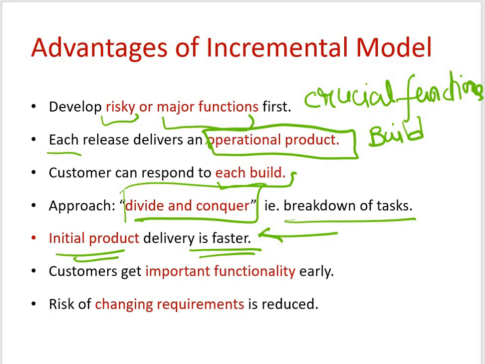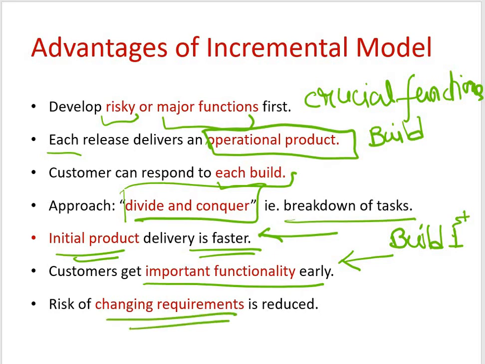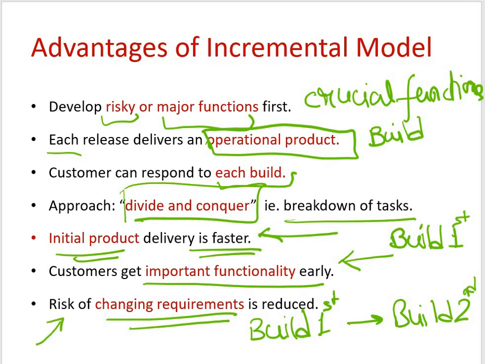So customers are getting the important functionalities very early with the deployment of the first build or the first implement. And then in this, the risk of changing the requirements gets reduced because I can handle this. Let's say I came up with the first build, and then some requirements are suggested so that I can take care of them in the second build. In this case, the risk of changing requirements gets reduced.